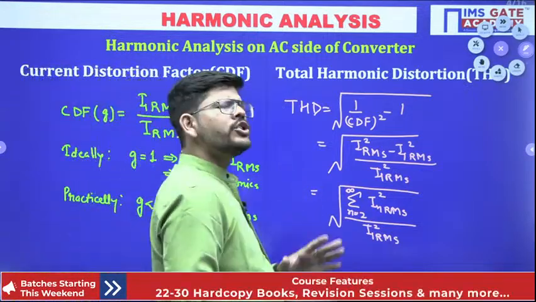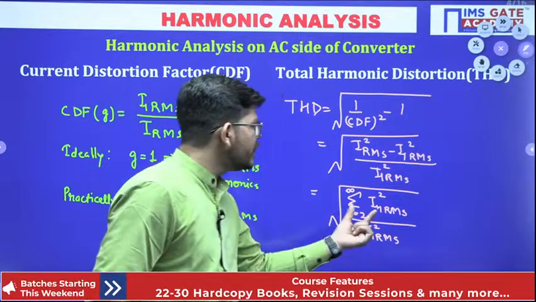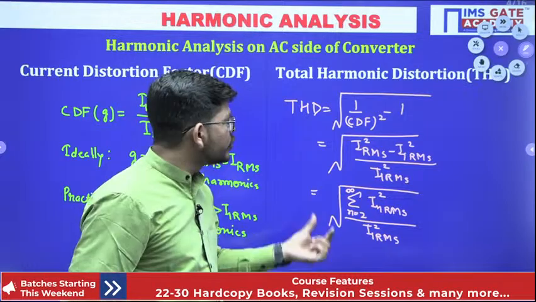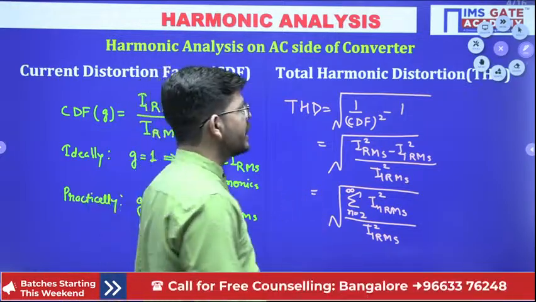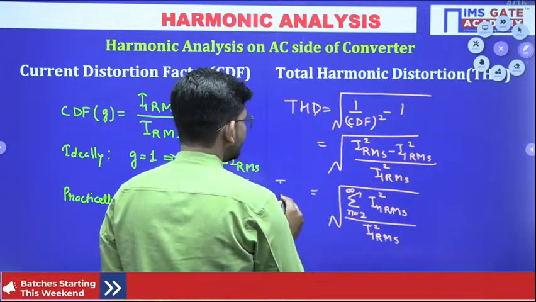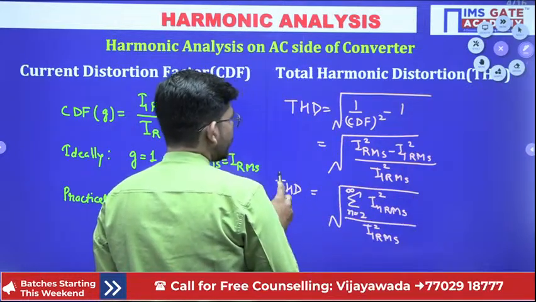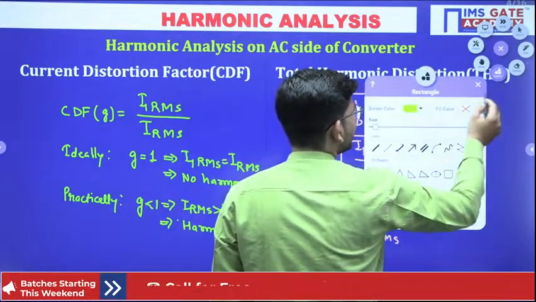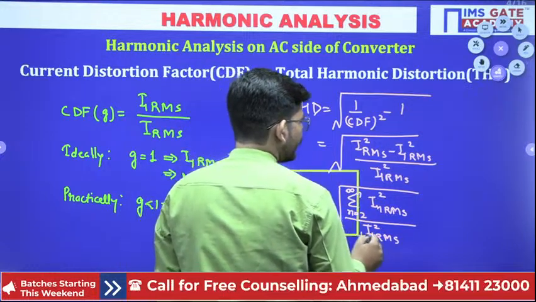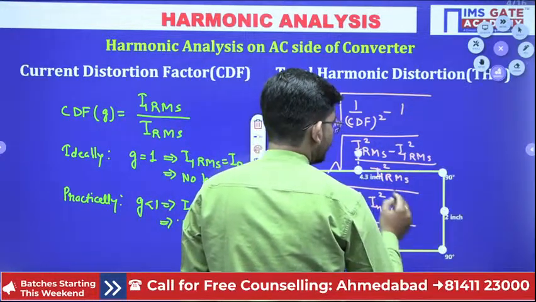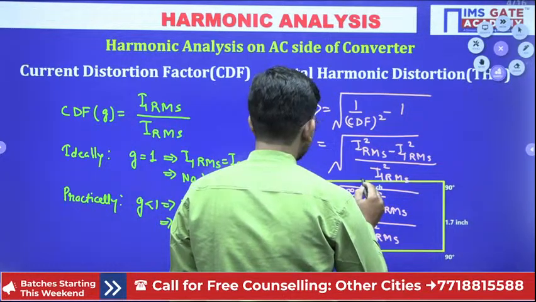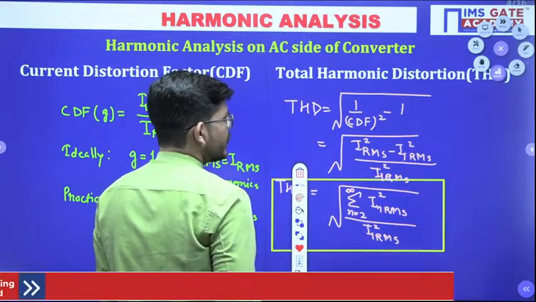Okay, now what should be there? Ideally the numerator should be 0, meaning there should not be any harmonic component. So what is the value of THD ideally? Ideally the THD value must be equal to 0, but practically this value is not equal to 0, and we will be getting some THD value. So practically this THD value will not be equal to 0, and we are forced to get some THD content, isn't it? Because of the harmonics.